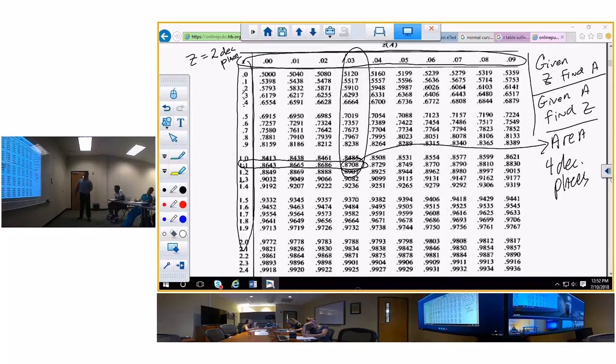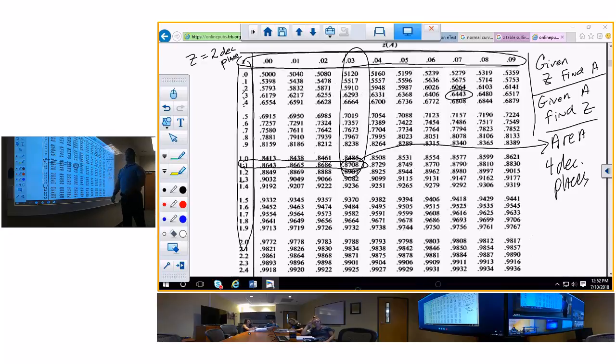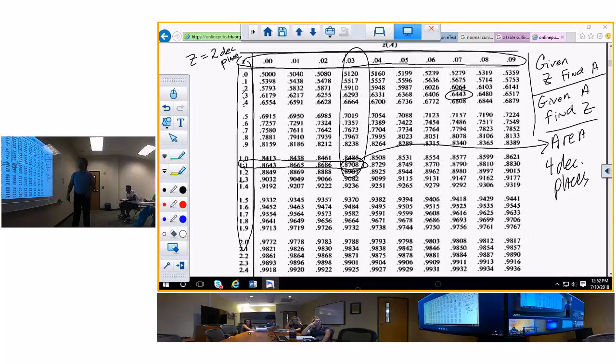Now, what do they give you? Find an area of 64.43% or 0.6443. Well, you find the area 0.6443, and that's the area. They give you the area, so you're finding the Z-score. So what's the Z-score? 30 cent plus 7 cent. What's 30 cent plus 7 cent? 0.37. So that's your Z-score, 0.37. Two decimal places means Z-score. Four decimal places, area.